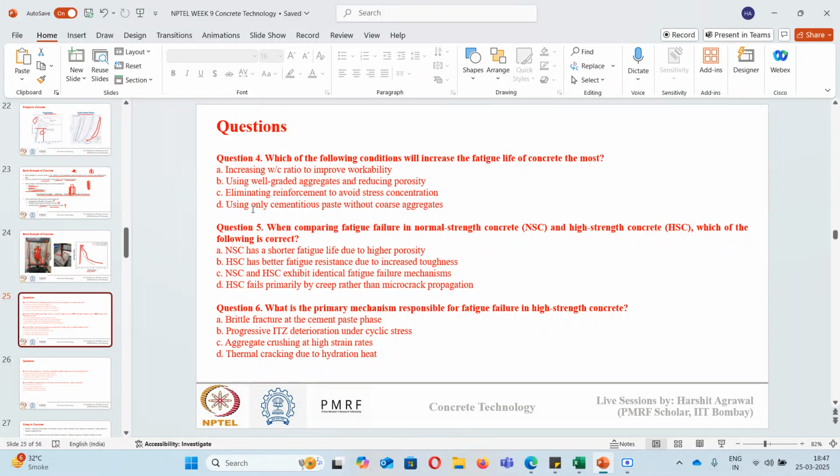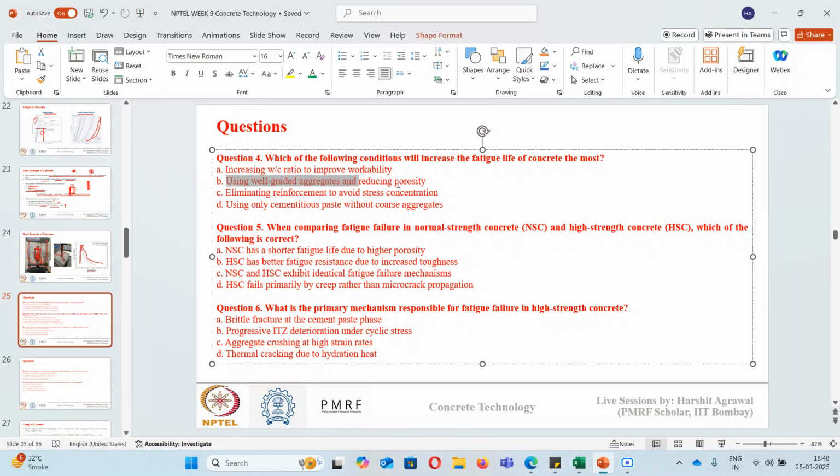For question number 4, the correct answer is B. Why? Because well graded aggregate improves the concrete's density and reduces micro cracking under cyclic loading. With well graded aggregate, I will have reduced porosity that will minimize the stress concentration, and it will cause better fatigue resistance in concrete.